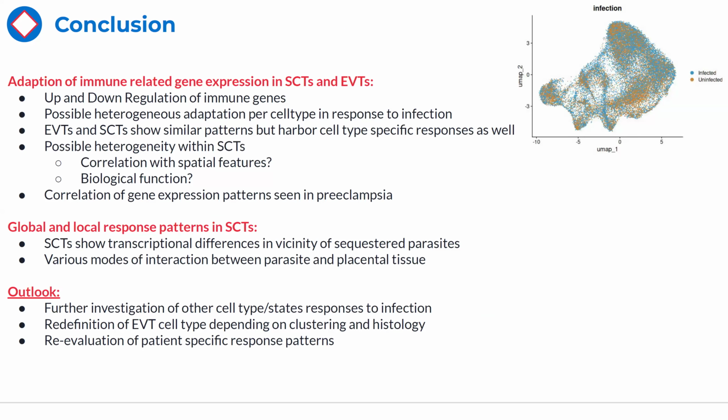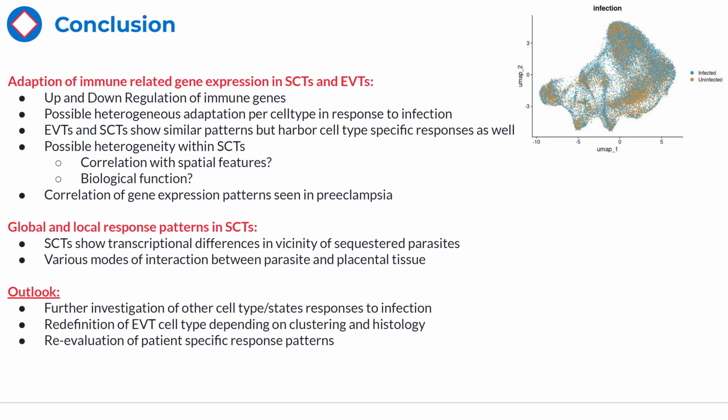So in conclusion, when we look at the different cell types, mainly SCTs and EVTs, we have up and down regulation of immune genes. We have possible heterogeneous adaptation per cell type in response to the infection. We have some similarities though, which is very nice, and it makes sense in the context of preeclampsia.